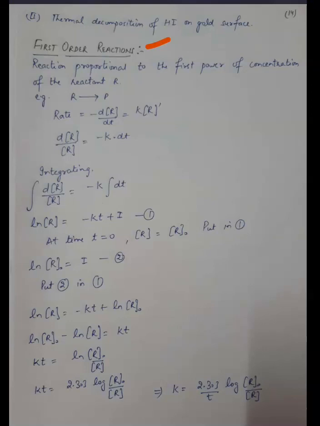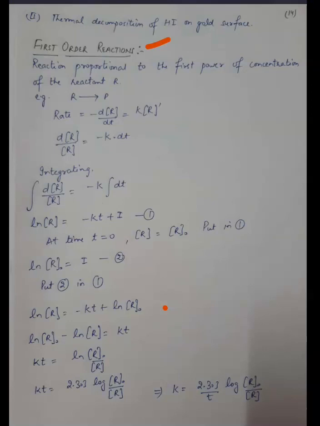You know 1 upon R integration is ln R and 1 into dt integration is Kt plus I, where I is known as integration constant. So at t equal to 0, when the reaction was not started, R is equal to R naught. Putting the value of I is equal to ln R naught. So we get, put 2 in 1, ln R is equal to minus Kt plus ln R naught. Ln R naught minus ln R is equal to Kt.